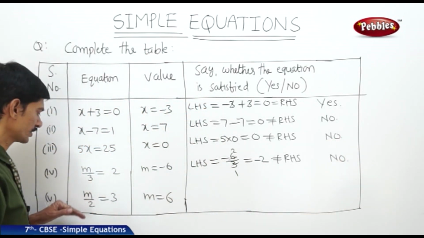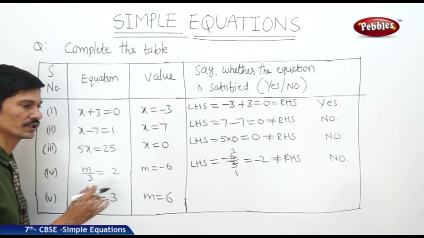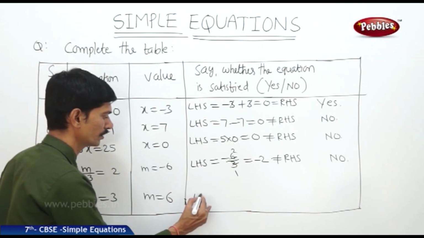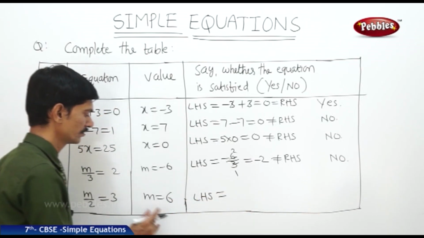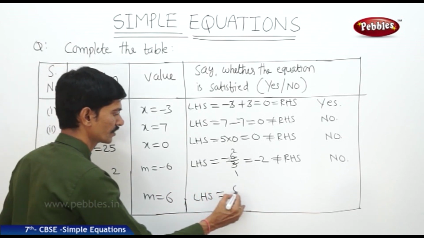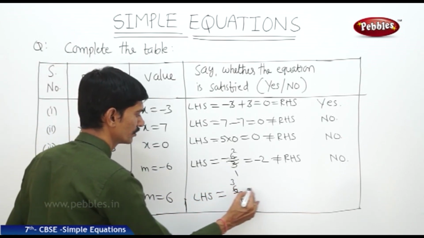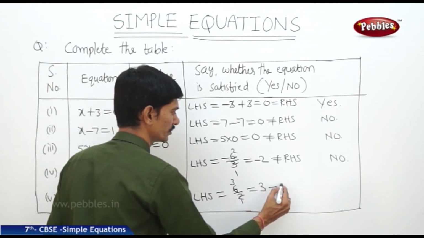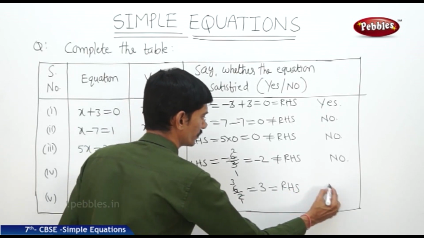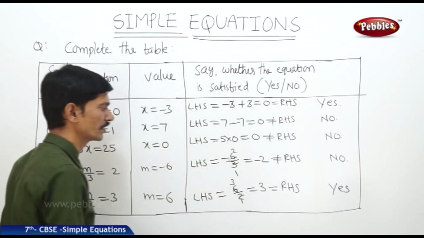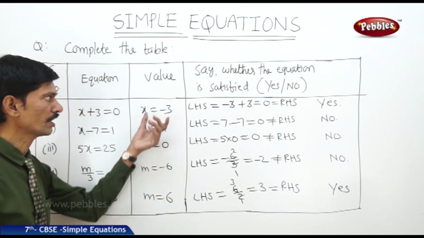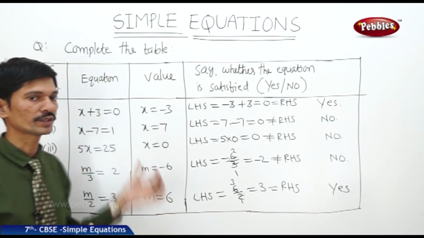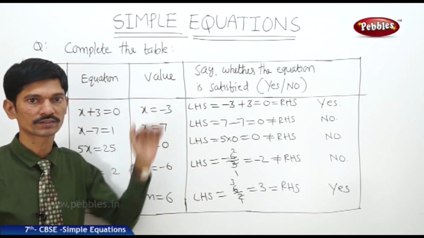Now let us take the fifth equation, that is m by 2 equals 3. Here also we will substitute the value of m as 6. So we will find the value of LHS. So m value 6. 6 by 2, 2 1s are 2, 2 3s are 6, so this equals 3, which is equal to RHS. Therefore we can write yes, the equation is satisfied. So by substituting the value of the variable in the given equation, we can find whether the equation is satisfied for the given value or not.